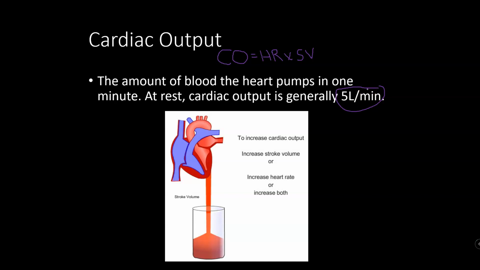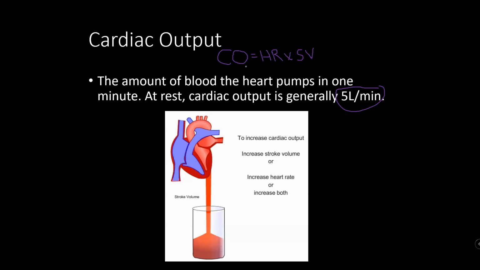So when you're trying to maintain homeostasis, generally speaking, if your heart rate goes up, your stroke volume is going to go down so that you can maintain cardiac output. So you can play with either one of these two things to try to keep cardiac output equal.